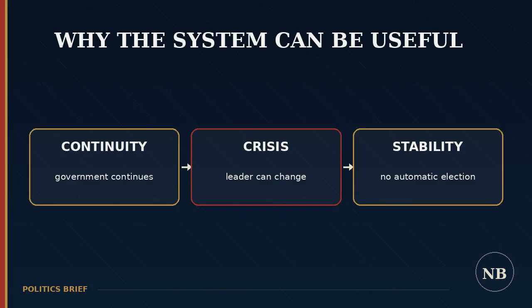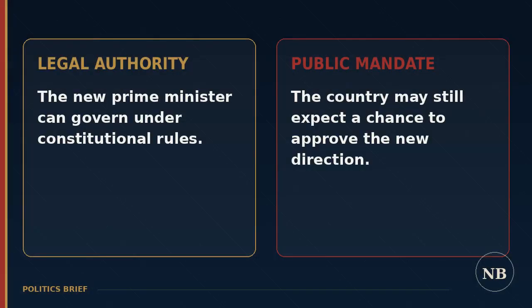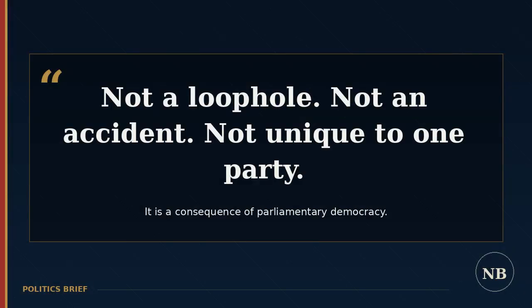But the criticism should not simply be dismissed. Modern election campaigns often encourage voters to believe they are choosing between individual candidates for Prime Minister. When a replacement leader pursues a substantially different programme, the distance between constitutional theory and public expectation becomes obvious. The new Prime Minister may possess the legal authority to govern, while still lacking a personal mandate from the electorate. That does not make the appointment unconstitutional, but it may create pressure for an early election to establish public legitimacy.